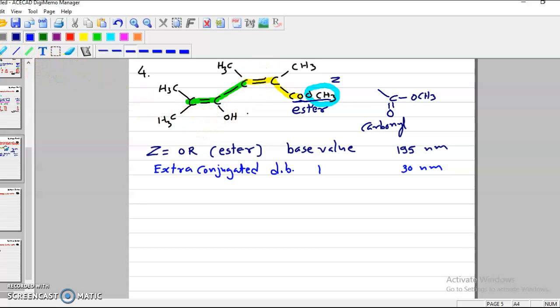Now next thing is exocyclic double bond, if there is any exocyclic double bond present or not. So exocyclic double bond, well, there is no cyclic ring, so exocyclic double bond is absent, so we will keep 0 nanometer for exocyclic double bond. Next is substitution.